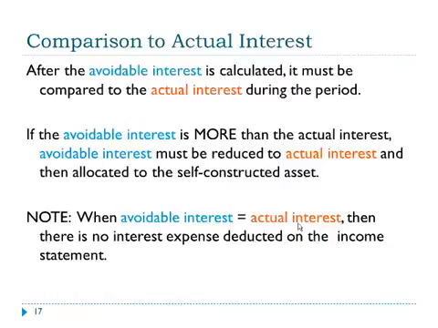After the avoidable interest is calculated, there's one more check. It must be compared to actual interest during the period. If the avoidable interest is more than the actual interest, avoidable interest must be reduced to actual interest and then allocated to the self-constructed asset. Note when avoidable interest is exactly equal to actual interest, then there's no interest expense deducted on the income statement because all of the interest is being used as part of the cost of a long-term asset. Whatever is included as avoidable interest reduces interest expense for the company.